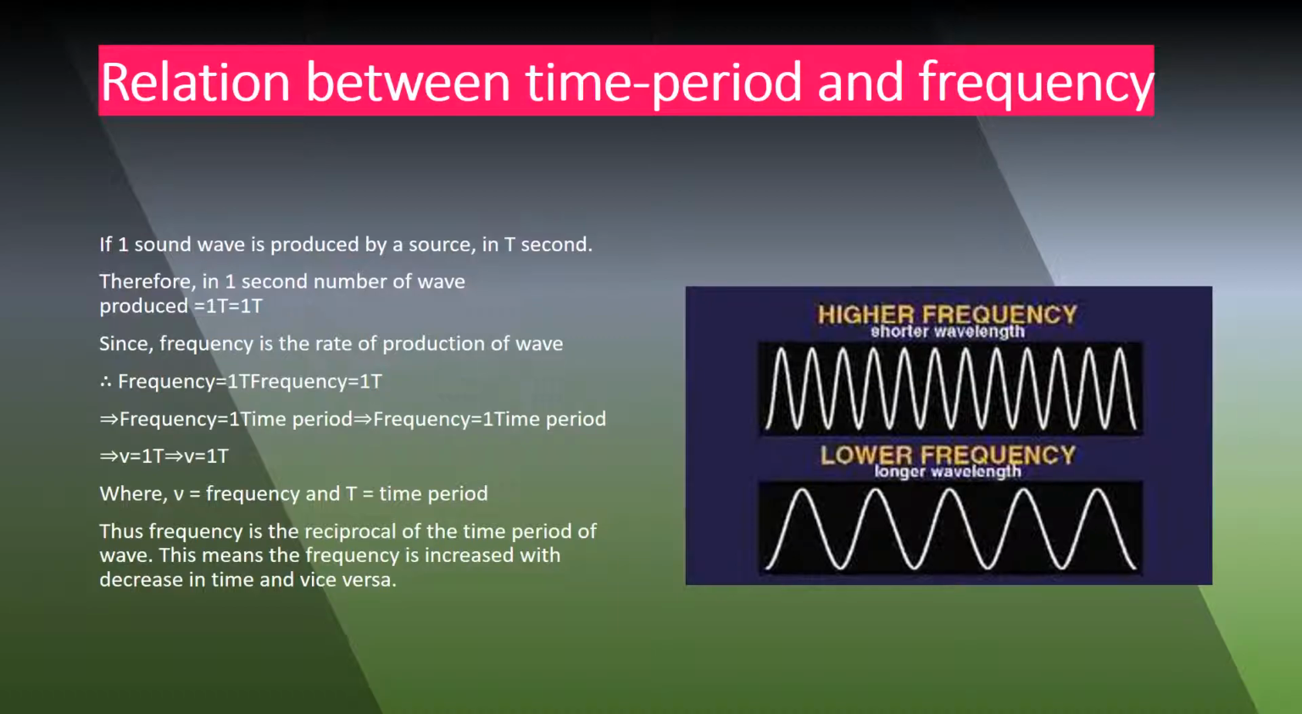Relation between time period and frequency. If one sound wave is produced by a source in T seconds, therefore, in 1 second number of waves produced equals 1/T. Since frequency is the rate of production of wave, frequency equals 1/T, that is, frequency equals 1 over time period, ν = 1/T, where ν equals frequency and T equals time period. Thus frequency is the reciprocal of the time period of wave. This means the frequency is increased with decrease in time period and vice versa.